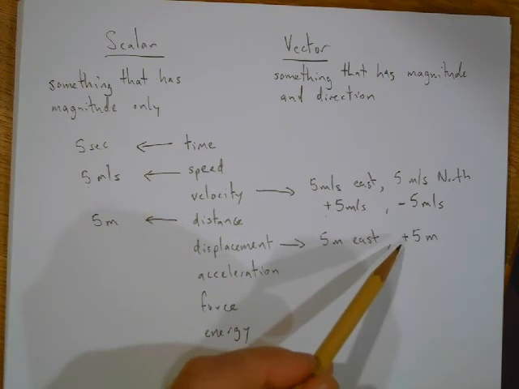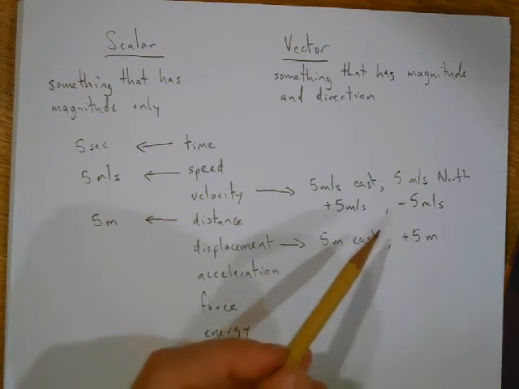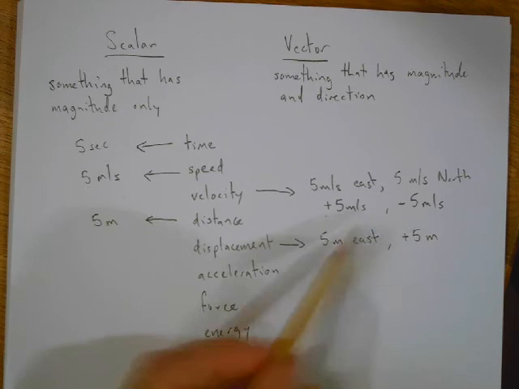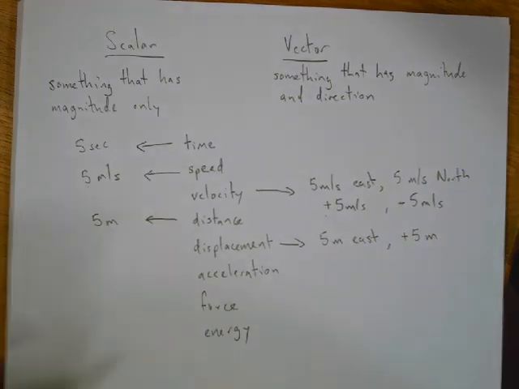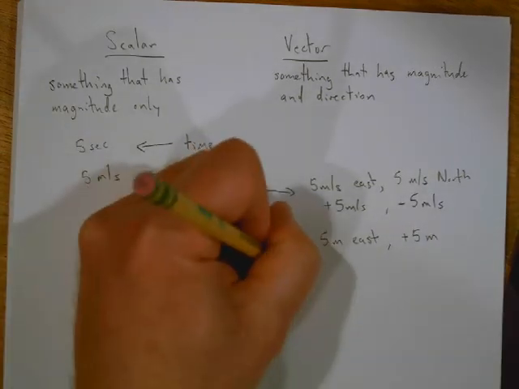Maybe if you say plus is forward, then you went 5 meters forward. Maybe plus represents east, then you walked east. But that plus or minus again will tell you direction.